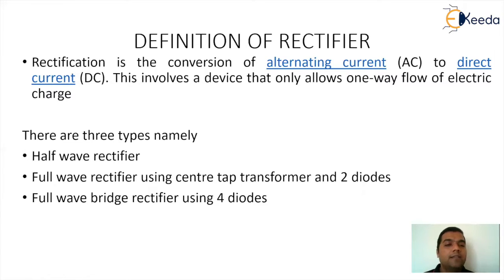Now there are three types of rectifier: half wave rectifier, full wave rectifier using center tapping and two diodes, and a full wave rectifier which is basically realized using bridge rectifier circuitry, which is having four diodes. So in all, we are having three circuits to be covered under the topic of rectifier.